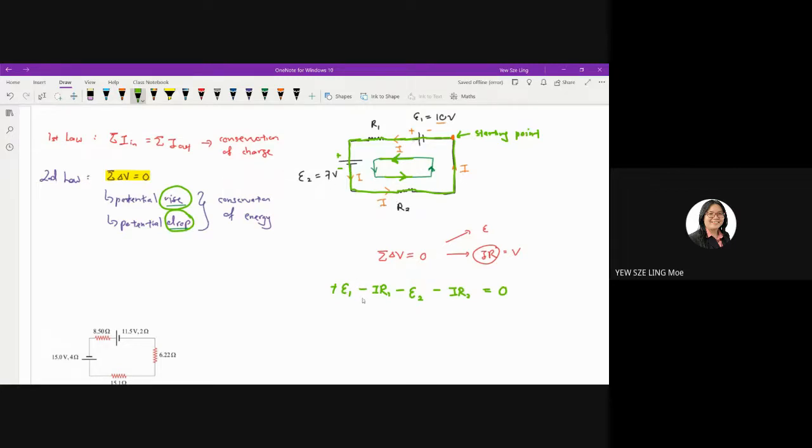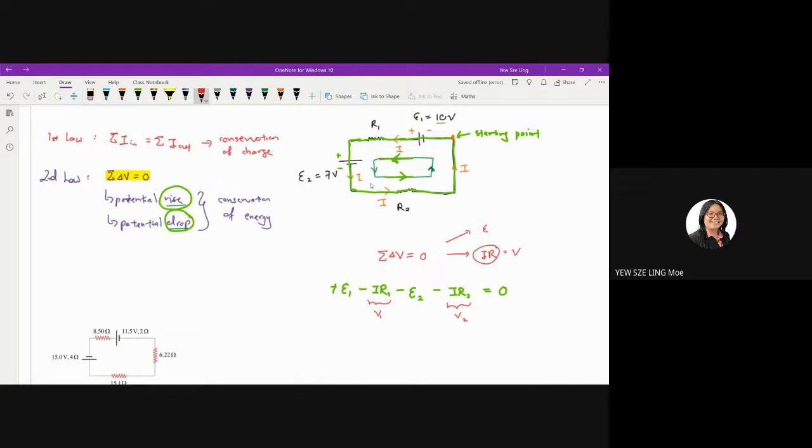Okay, so I have a plus EMF1 minus IR1 minus EMF2 minus IR2. This IR is actually our V. This is V1, the V across resistor 1, and this is my V2, the V across resistor 2. It is a negative value. Why? Because it's experiencing a potential drop. A resistor, by common sense, should use up energy. When it uses up energy, energy drops. That's why it experiences a potential drop.